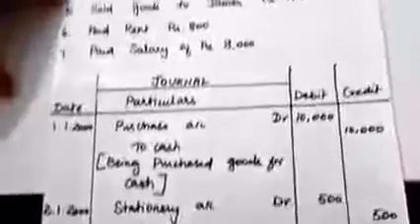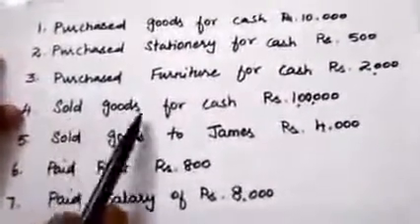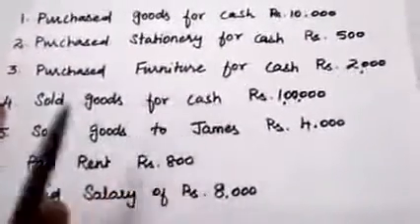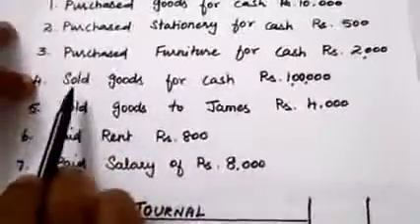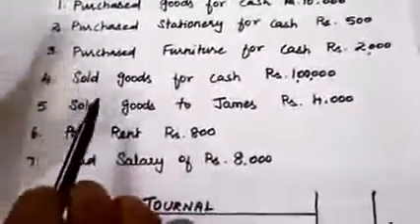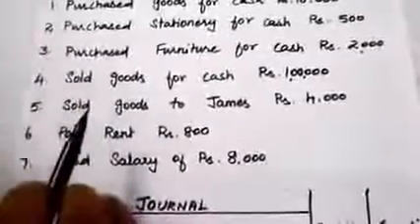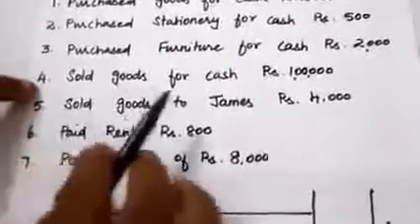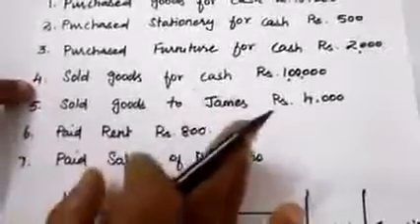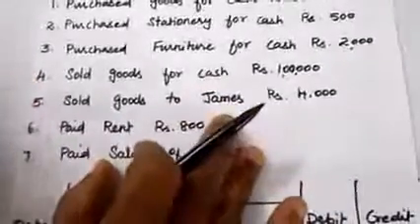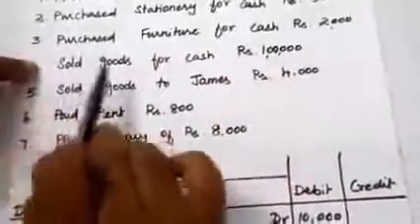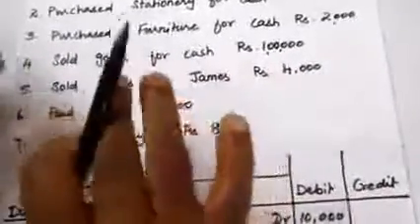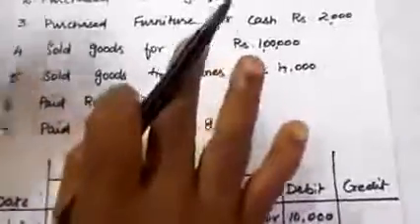Then the 4th transaction, sold goods for cash. That is, you have sold some items for cash. Sales can be on two bases. One is cash basis, another one is credit basis. If they mention any name without cash, it is considered a credit sale. But here they didn't mention any name. They have clearly given that sold goods for cash. So it is a cash sale, that is, based on cash.